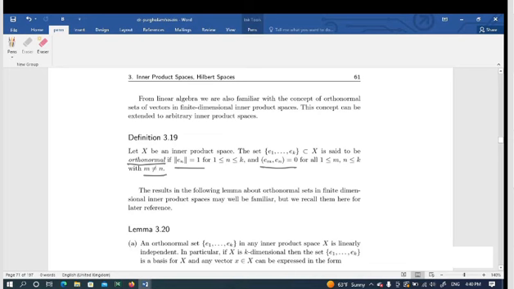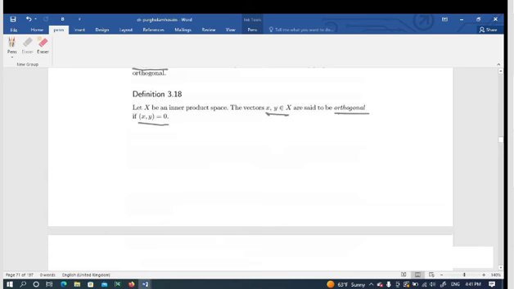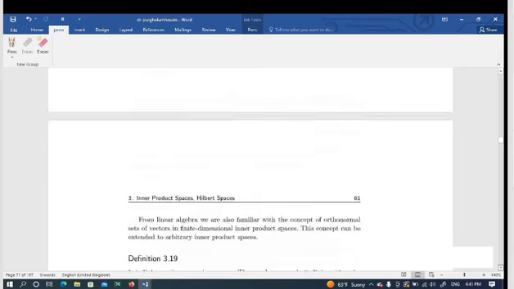So when we say that this set is orthonormal, it means that the different vectors of this set must be orthogonal, and the norm of any element of this set must be 1. So we have two definitions: orthogonal and orthonormal. Okay.